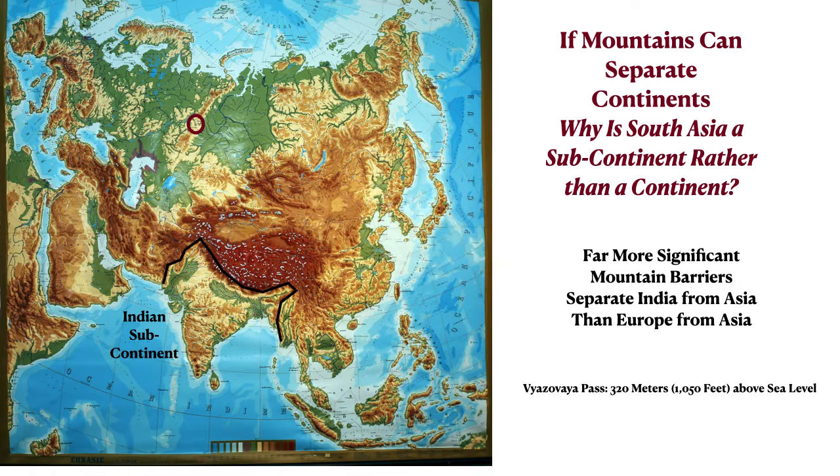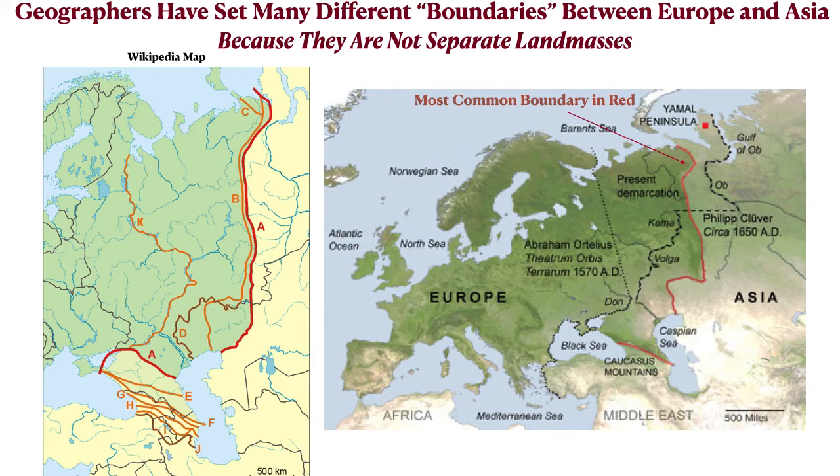But anyway, this division of Europe from Asia along the Ural Mountains, the main crest of the Caucasus, and the Ural River is relatively recent.